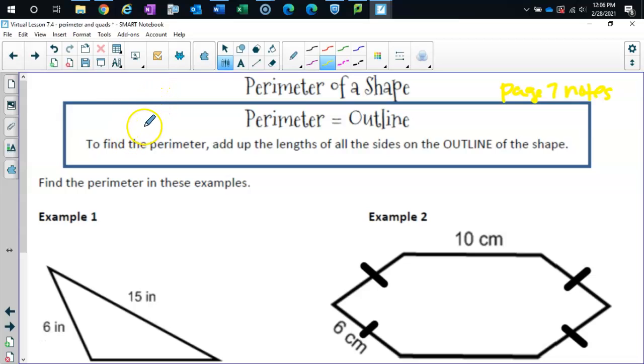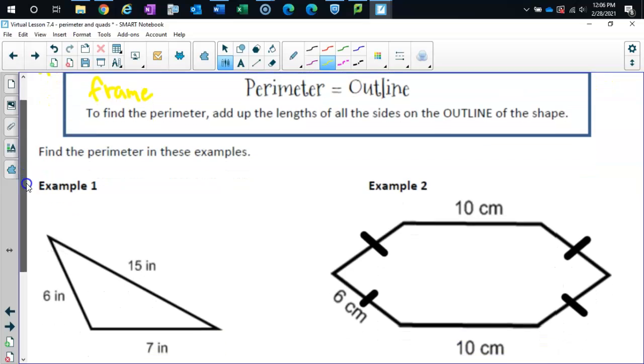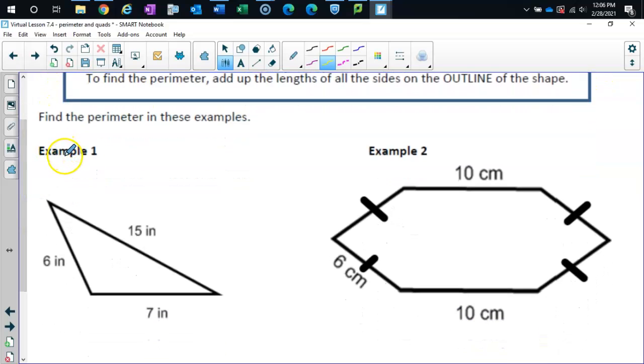Like if we were talking about a real life example of a perimeter, it would be a fence around your yard, okay? A fence around a yard. Or it could be a frame around a picture. Those are two examples of perimeter in real life. Now, how do we find the perimeter of this triangle? Okay, 6 inches, 7 inches, and 15 inches. Well, perimeter is 6 plus 7 plus 15. When you add those all together, you get 28 inches.